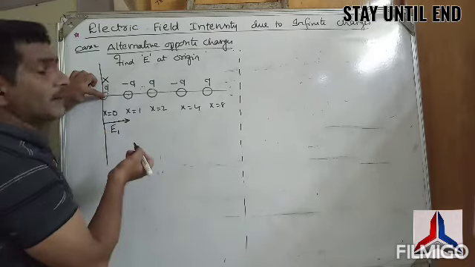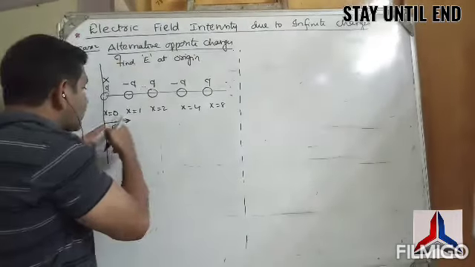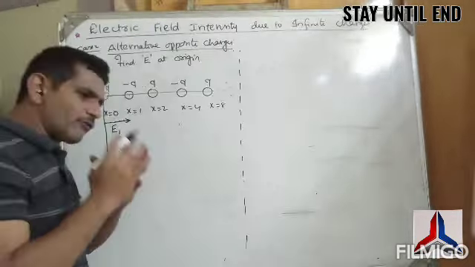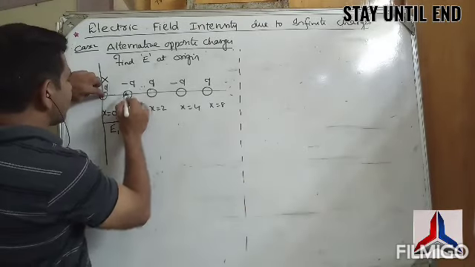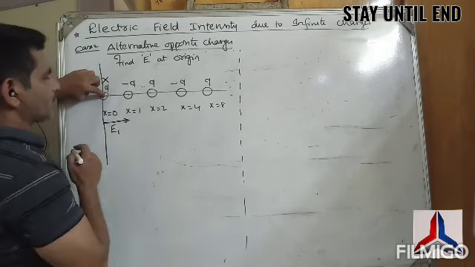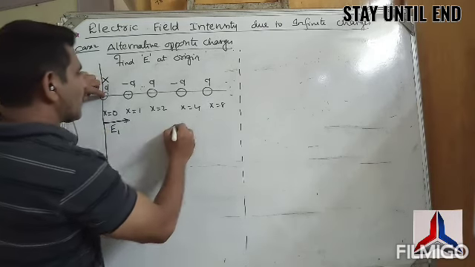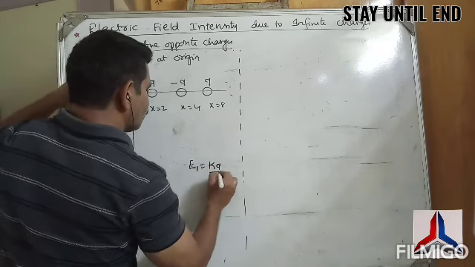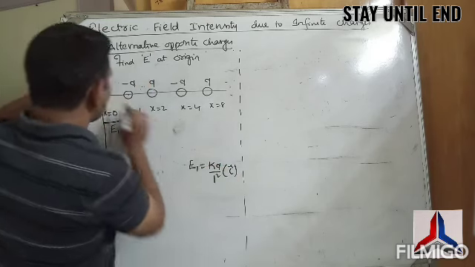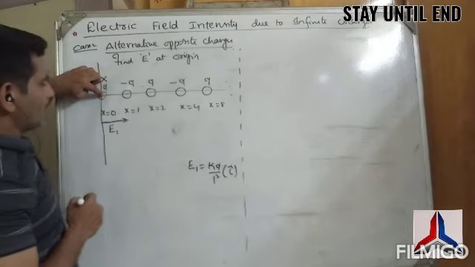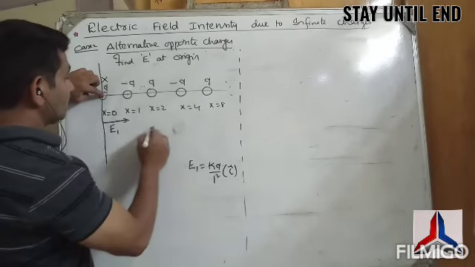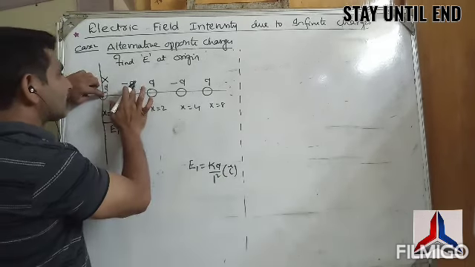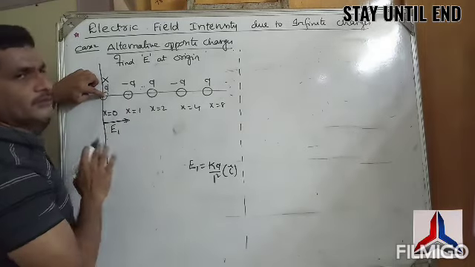Why are you taking it in this direction? Yes, the sign convention: towards negative, away from positive. So this is the negative charge, so towards negative. Understand or not? Towards negative. E1 is equal to KQ by 1 square i, towards negative. Understand? And one more thing. Why don't you put negative here? Because of the negative charge you are taking the direction towards negative. That sign convention is enough.